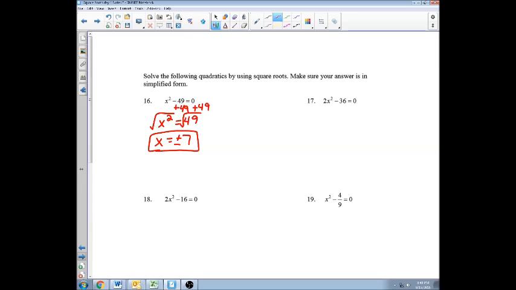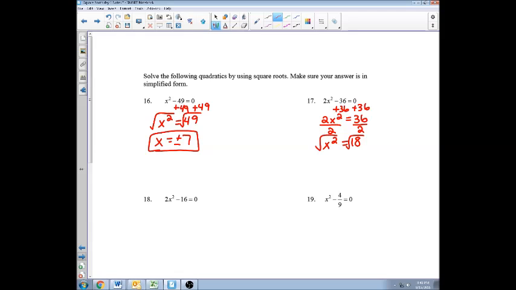On to number 17. The first step in order to get x squared by itself in number 17 is to add 36. That would leave me with 2x squared is equal to 36. Now I would divide by 2 on both sides. So x squared would equal 18. Take the square root of both.